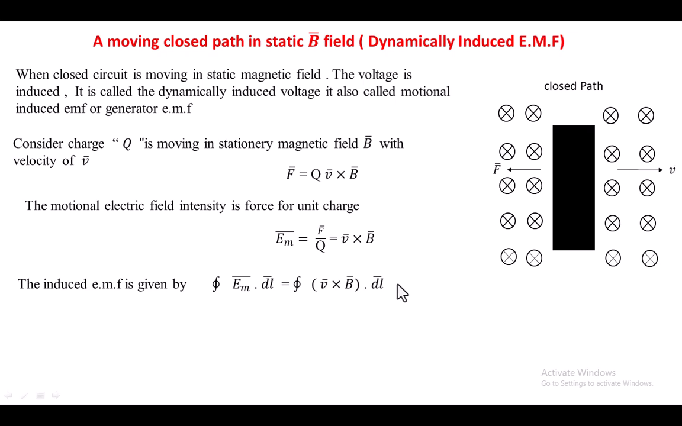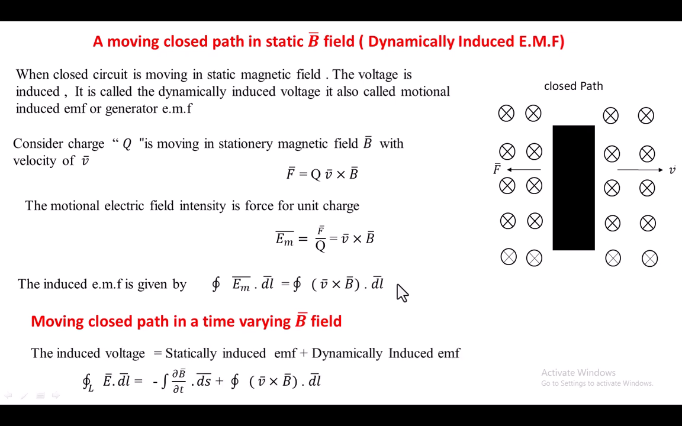Suppose the circuit is moving in a time varying field. Then two voltages will be induced in the conductor: the statically induced voltage as well as the dynamically induced voltage. So the voltage induced in a closed path is equal to minus the integral of dou B bar by dou t into ds bar, which represents the statically induced voltage, plus the closed line integral of V bar cross B bar dot dl bar, which represents the dynamically induced voltage.